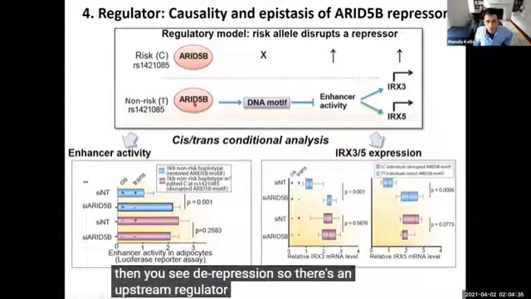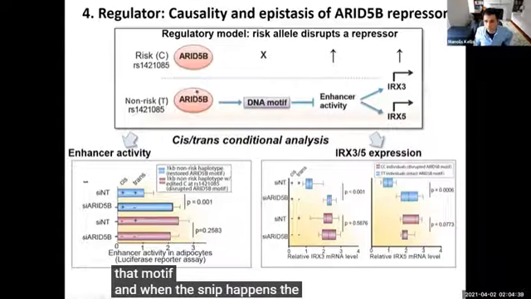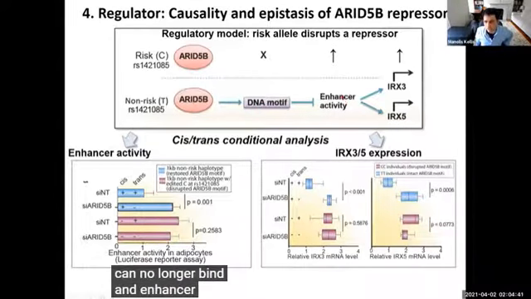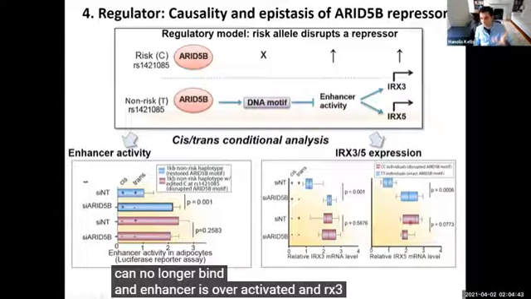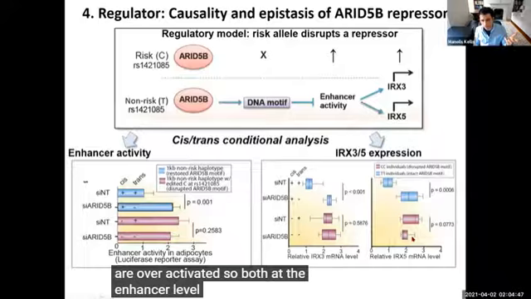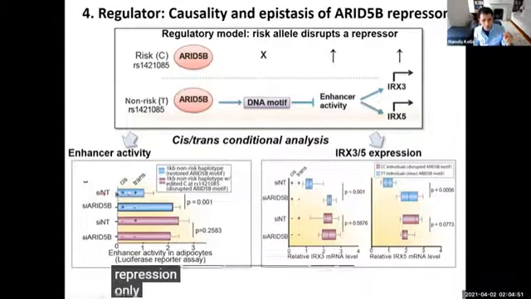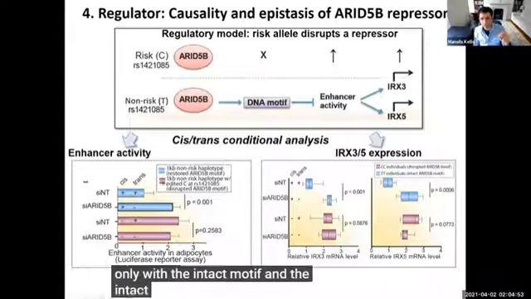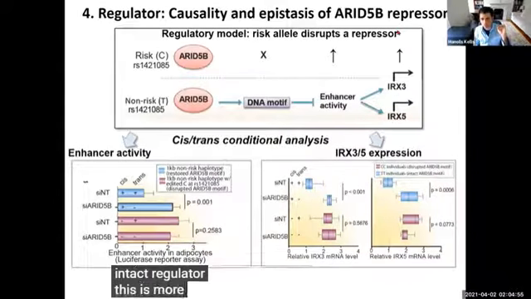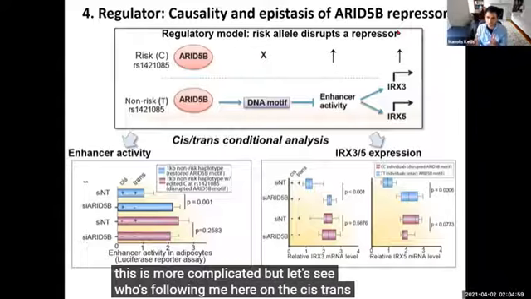So there's an upstream regulator that normally binds that motif, and when the SNP happens, the repressor can no longer bind, and the enhancer is overactivated, and IRX3 and IRX5 are overactivated. So both at the enhancer level and at the gene expression level, you get repression only with the intact motif and the intact regulator. This is more complicated, but let's see who's following me here on the cis-trans analysis.